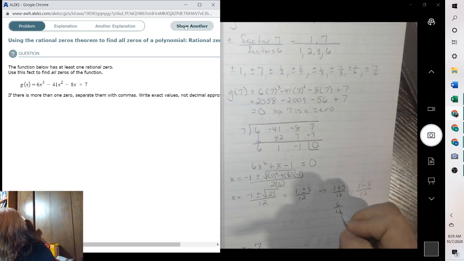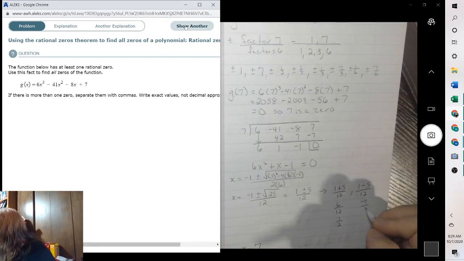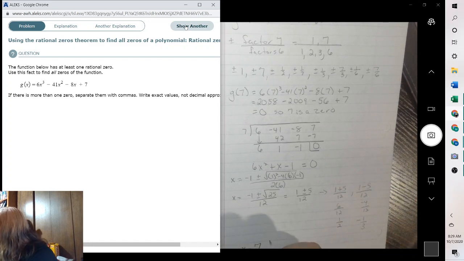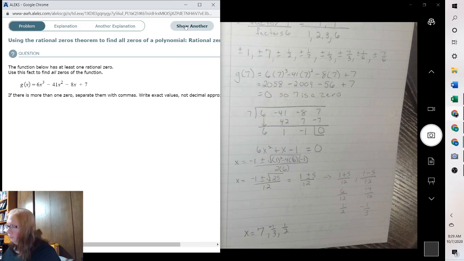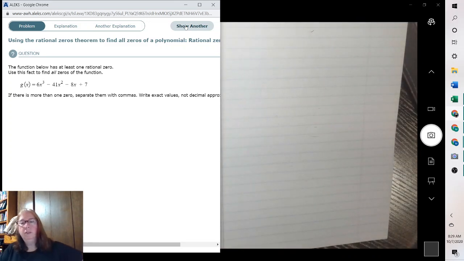6 over 12 is 1/2. Negative 4 over 12 is negative 1/3. So we get 1/2 and a negative 1/3. And that's all there is to those.